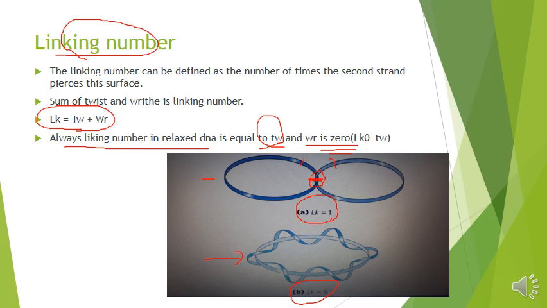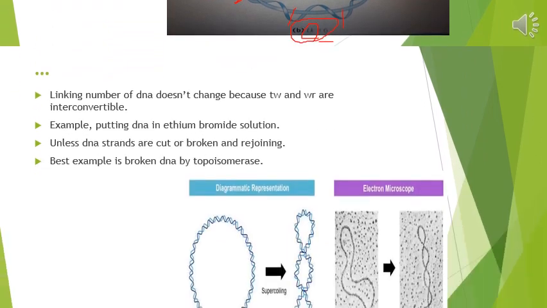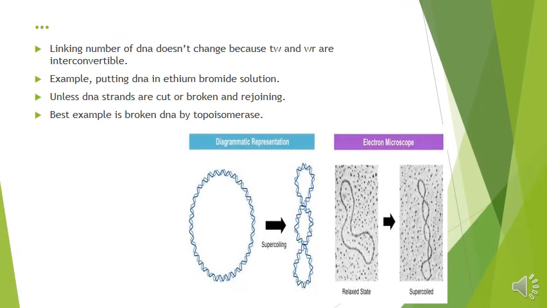And this DNA is also relaxed: 1, 2, 3, 4, 5, and 6. It means that at these 6 points, one strand crosses the other strand completely, so the linking number is equal to the twist number, which is 6. Never forget this concept: the linking number of DNA does not change, because the twist and writhe numbers are interconvertible.